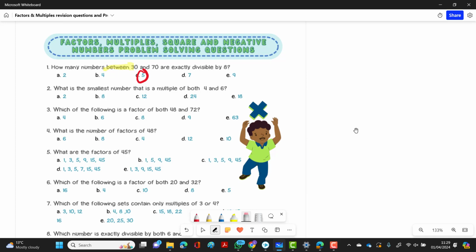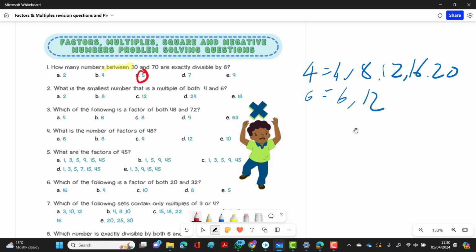What is the smallest number that is a multiple of 4 and 6? Smallest number, so it's the LCM of 4 and 6. You write the 4 and you write 6. 4 times table is 4, 8, 12, 16, 20. 6 is 6, 12. Okay, so we've already found the common multiple, which is 12. 12 is C.